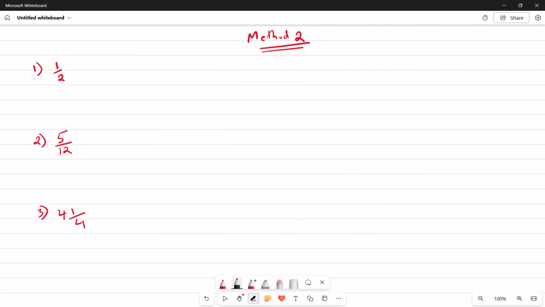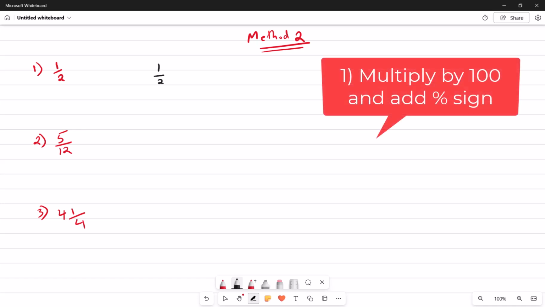Okay, now we're gonna use our method number 2. So our second method, which is just we are gonna take the fraction and multiply it directly by 100. So we're gonna take our fraction 1/2 in this case, and we are gonna multiply this by 100. And in the end, we're just gonna add the percentage sign. So 1 out of 2 times 100. So 2 times 50 is 100, and then we just multiply 1 with 50. So it's 50 here, and then in the end we just add the percentage sign. So here's our answer.